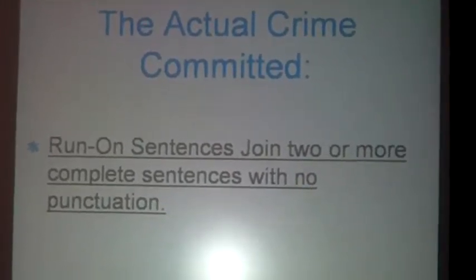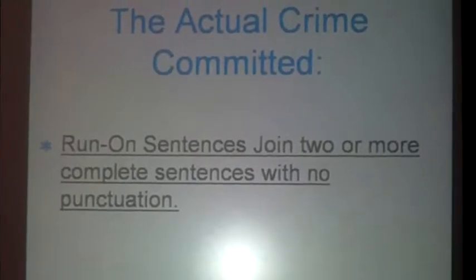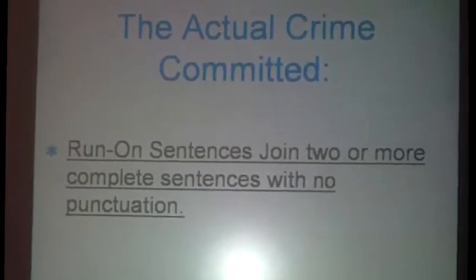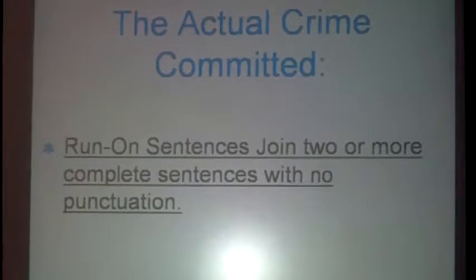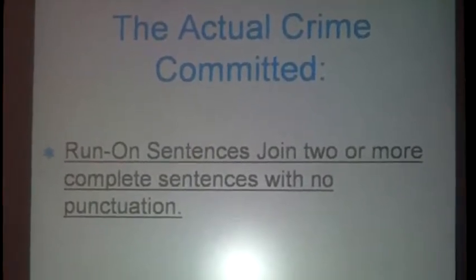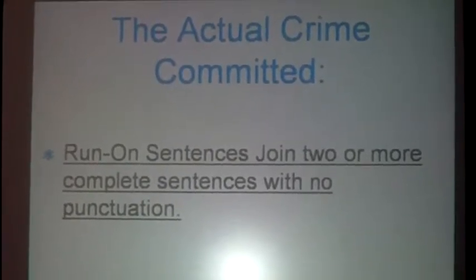When we're talking about the crimes that are committed by students in their writing, I'd say number one crime is not having real sentences. We're going to first start talking about run-on sentences. And they are what they sound. They keep going and they keep going and they keep going.